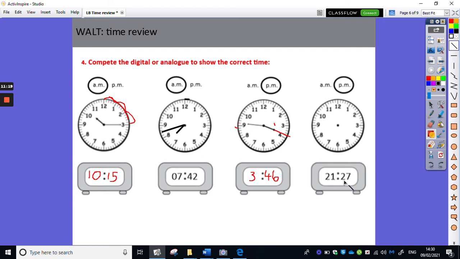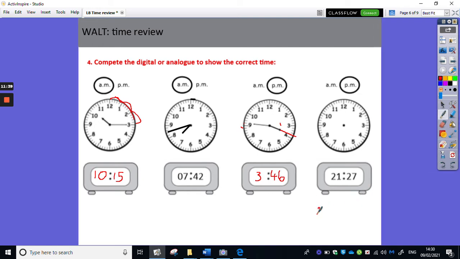So it's 21:27. So the first thing I need to, of course, do is know what is 21 in my 24-hour clock. So you might have remembered this, and as you get older, you will just remember what they are. But I know that I've added 12 onto the original amount. So if I find out what 21 take away 12 is, then I'll be able to find out. And I know that 21 take away 12 is equal to 9. So it's 9 o'clock in the evening, okay?